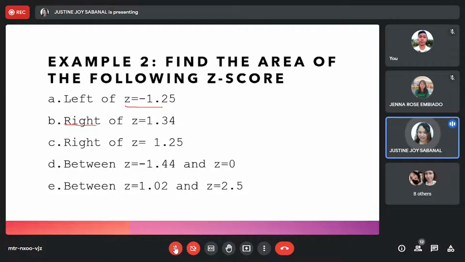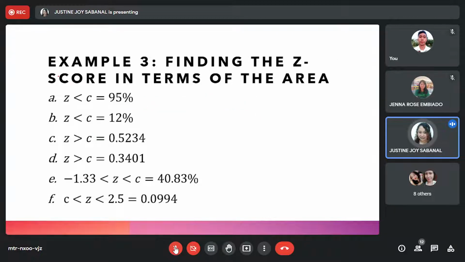So, di ba, ang given sa atin, z-score, tapos ang hinahanap, probability. So, ang gawin natin, probability yung given, hahanapin nyo yung z-score. So, ito po yun. So, finding the z-score in terms of the area. So, most of the time po, ganito talaga yung mga application. Kunwari, sa mga counselors or kung sa mga clinicians, sabihin natin na na-locate nila na yung isang bata ay nasa top 1% ng distribution. So, ngayon gusto mong alamin kung ano ba yung score para makasama dun sa top 1%.